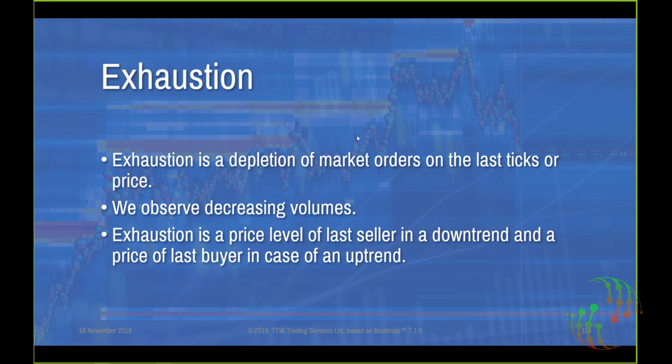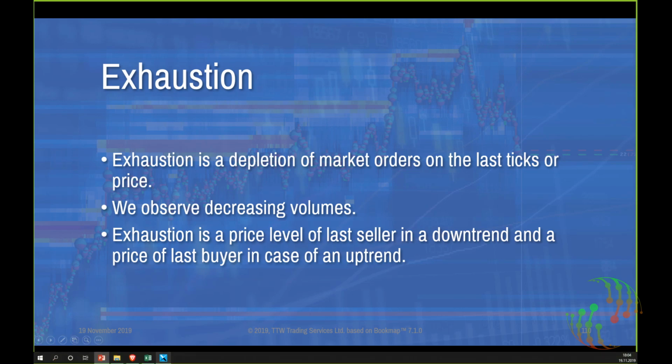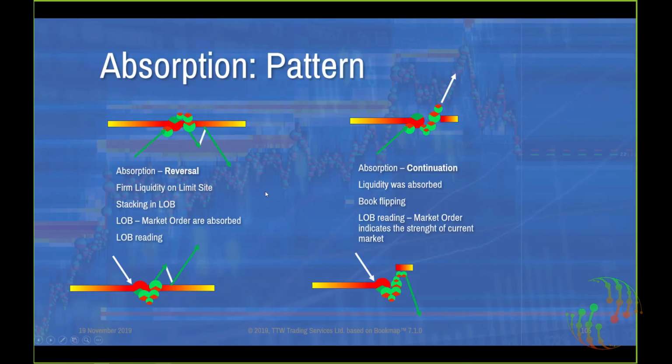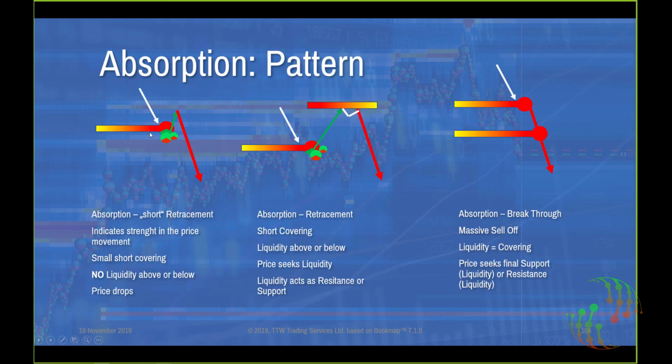Finally, I would like to talk about exhaustion. Walter, with the absorption patterns, would the probabilities be higher with the absorption pattern of the short retracement, that if there's no liquidity around there, the chances are that it will probably continue? You mean the probability with this retracement, is it higher than with this one? Yes. Hard to say.